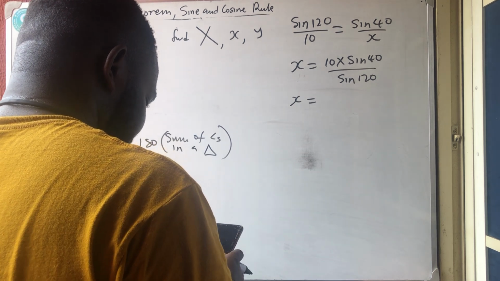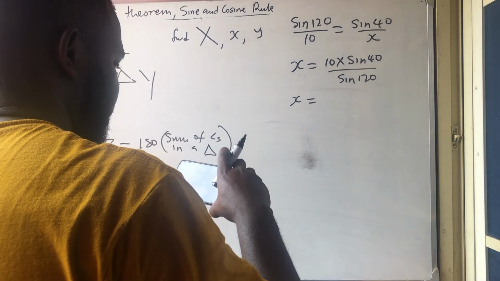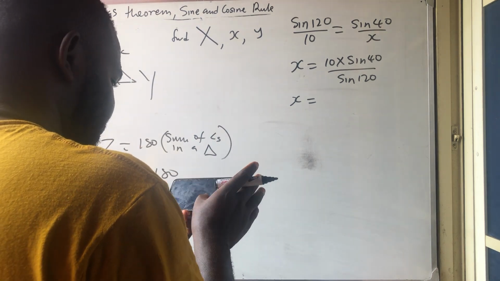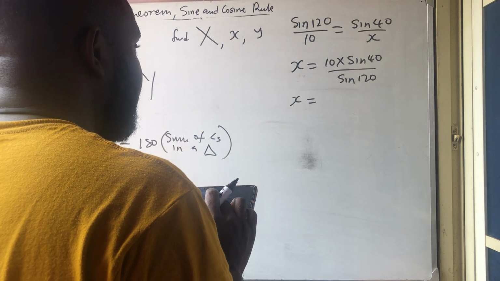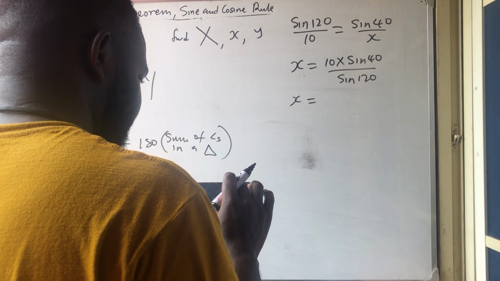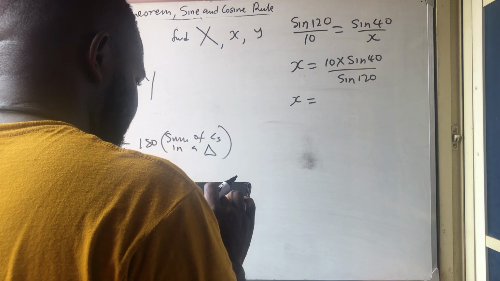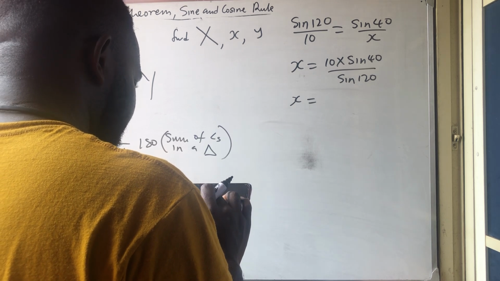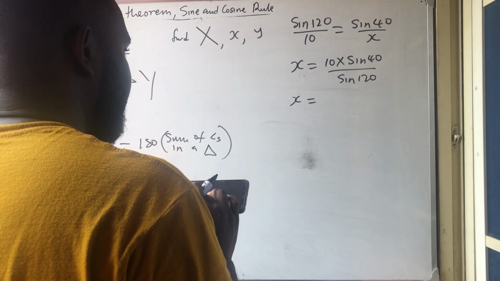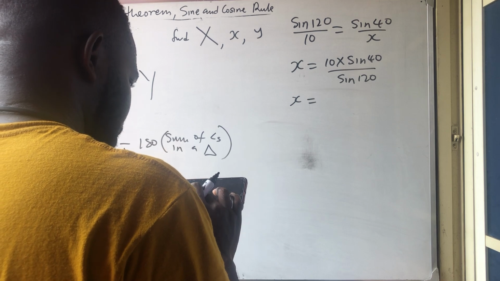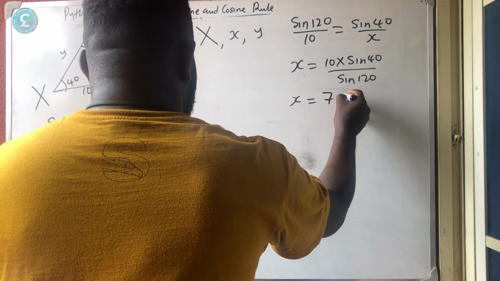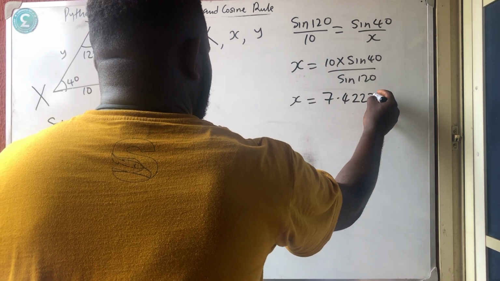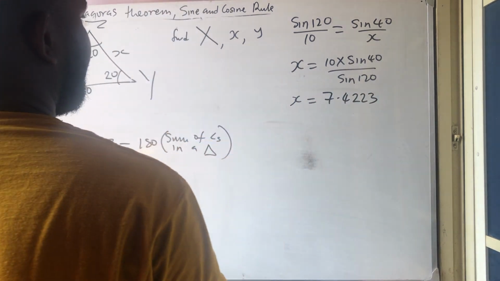So your x is equal to 10 times sine 40, then divided by sine 120. So I'm having 7.4223. Okay, so you have gotten your x.